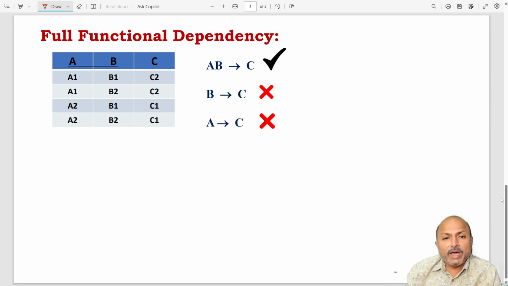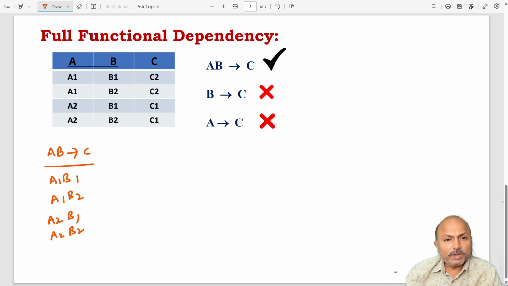So AB arrow C. First we will check whether AB arrow C works or not. Suppose A1 B1, A1 B2, A2 B1, A2 B2. For that, we'll see the right side values. A1 B1 means C2, A1 B2 means C2, A2 B1 means C1, A2 B2 means C2. You have unique values for each left side value, so it holds the functional dependency.